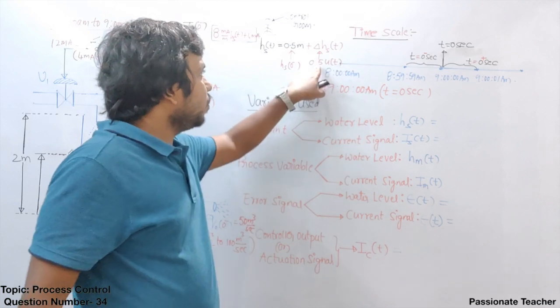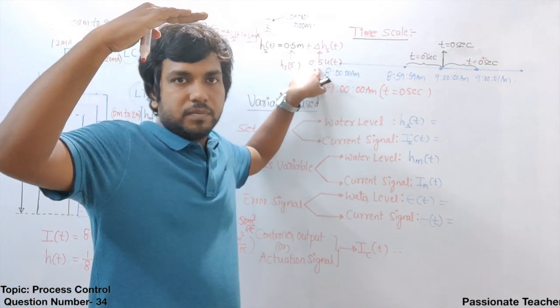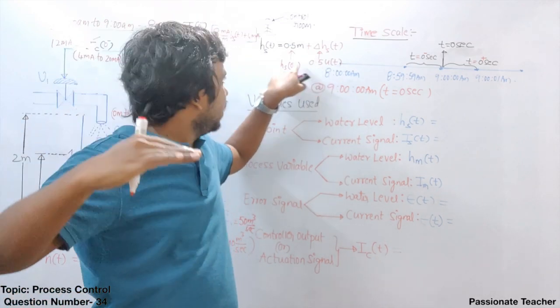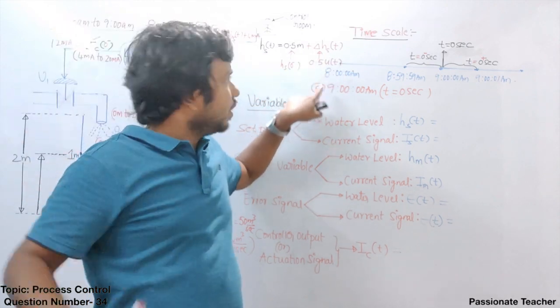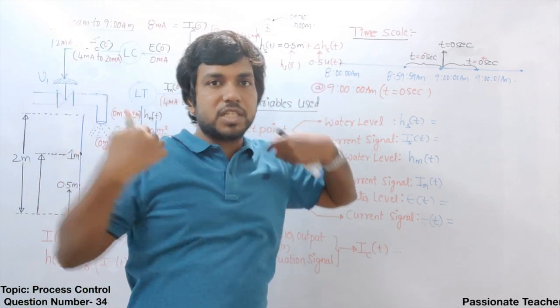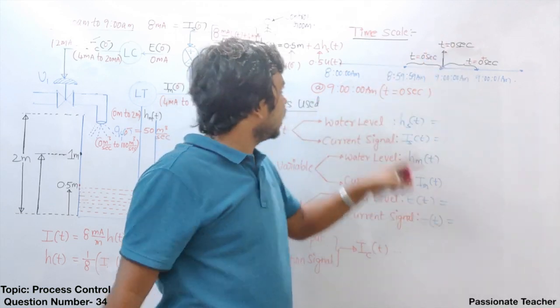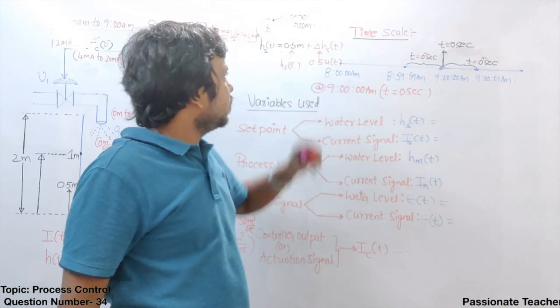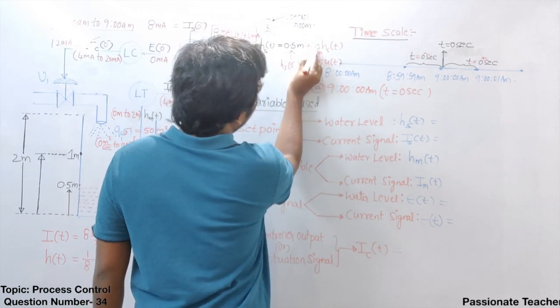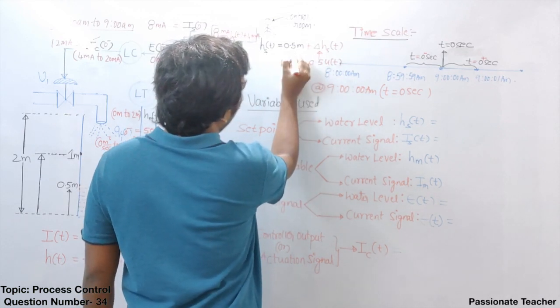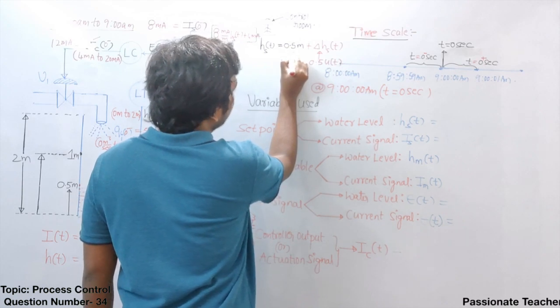That means the set point is suddenly raised. Earlier the set point was 0.5 meter. Now the set point is raised by another 0.5 units, and that is fixed for the next 1 or 2 or 3 hours of time. That's why we are indicating a unit step input. Now whatever variable we have here, we should indicate this as a change in set point, and this is the initial steady state set point.